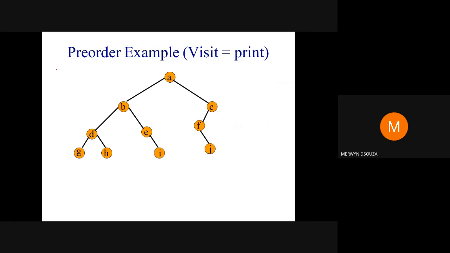Second example. Again, the steps you remember: visit, left subtree in pre-order, and then right subtree in pre-order. These are the steps for pre-order traversal.